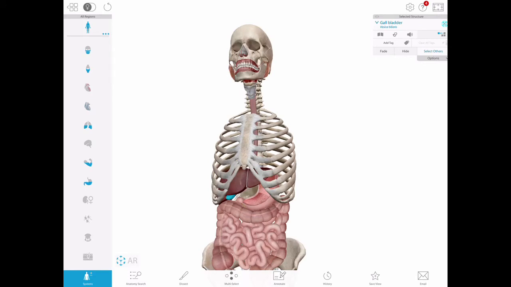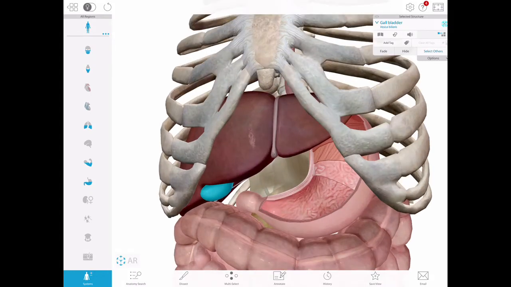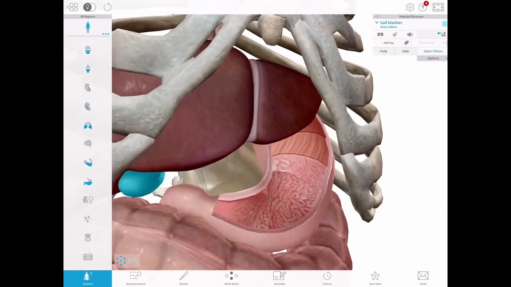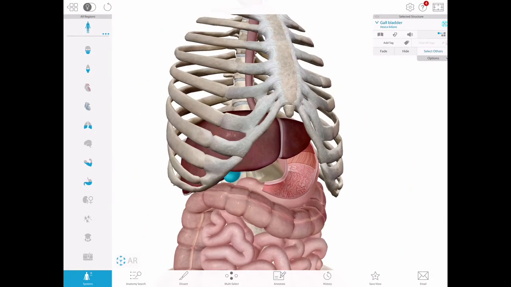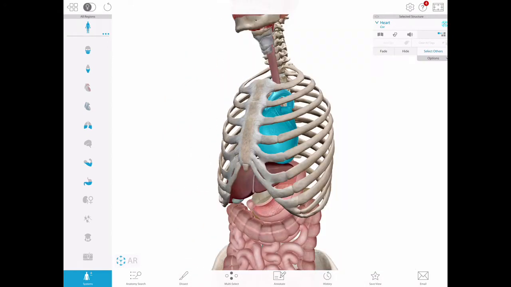Inferior to the liver, we see the gallbladder. It helps with holding bile and helps with digestion. It relates to OT because it can impact digestion, which can overall change daily life activities. Posterior to the sternum, we have the heart.